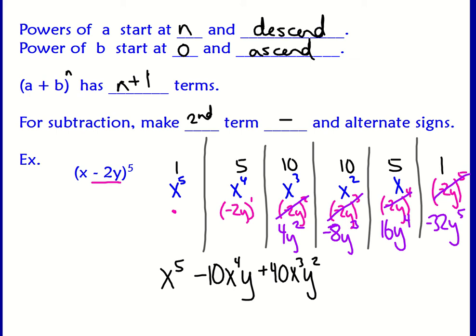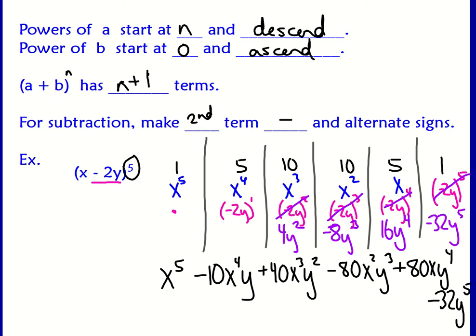So the next term I would have then would be negative 80x squared y cubed, and then positive 80 x times y to the fourth, and then for this last term here I'd have negative 32 y to the fifth. So you can see the exponent was 5, and I have 6 terms in my final answer.